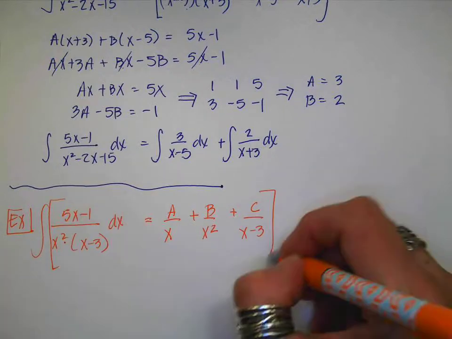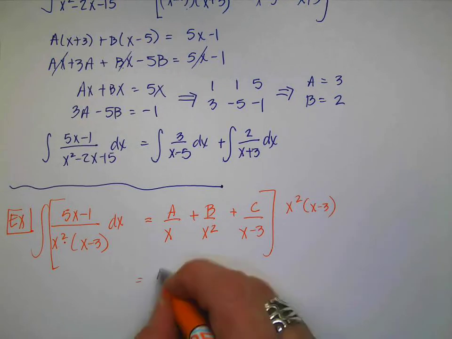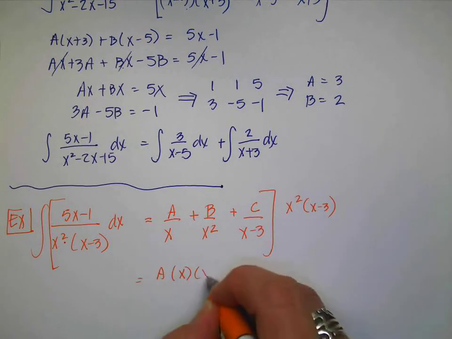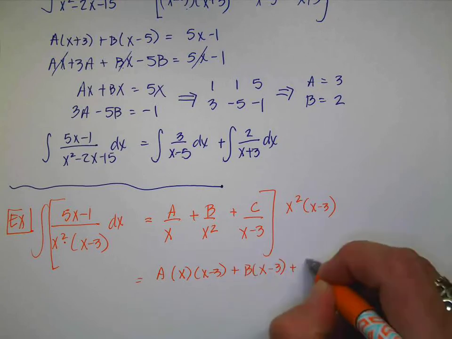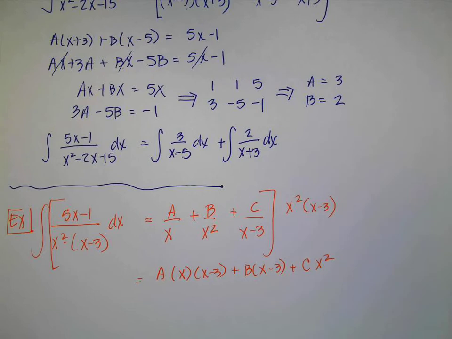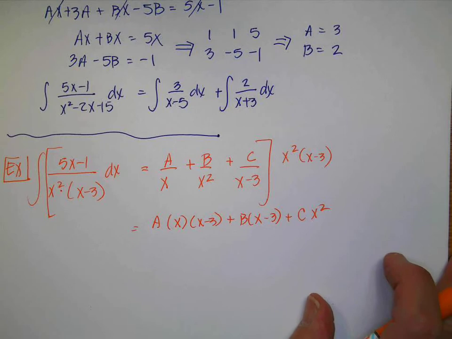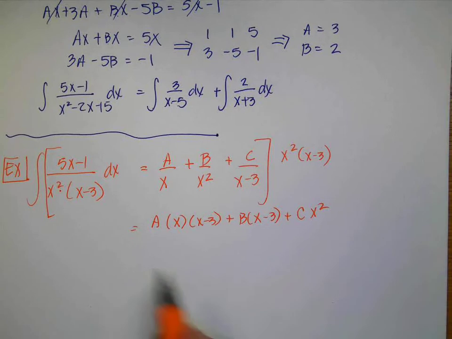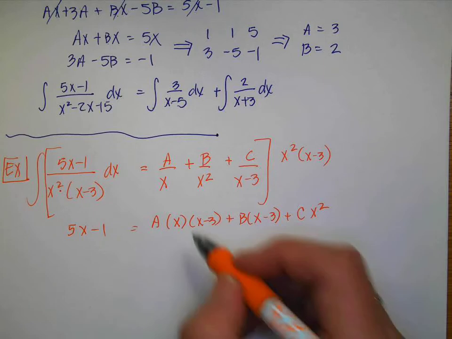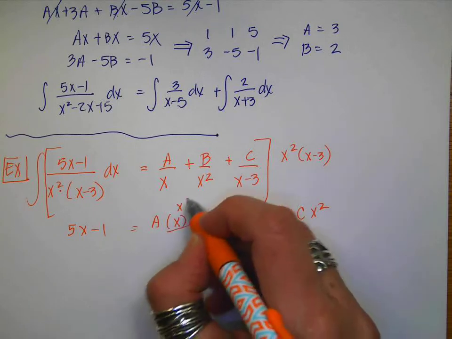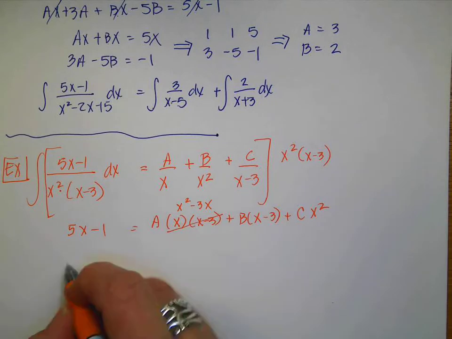When I multiply both sides of the equation by the lowest common denominator, then the A would get multiplied by one of the x's and the x minus 3. The B gets multiplied by the x minus 3, and the C gets multiplied by the x squared. All right, and I'm just going to finish this example just in case you need to see it again, and I'm going to write 5x minus 1 on this side. I also usually would write x squared minus 3x so I don't make a math mistake.